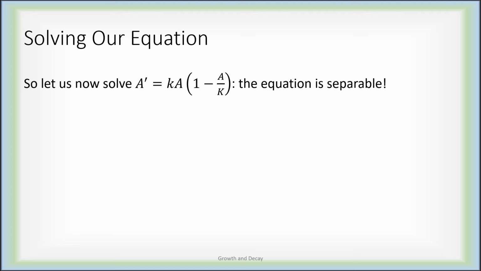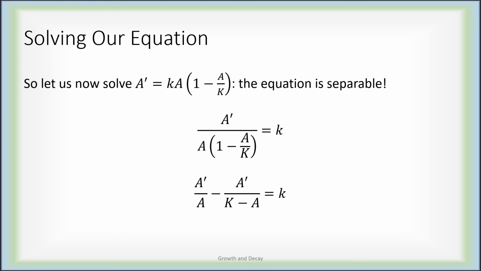So here is our equation that we want to solve to model this situation. This equation is actually separable. A prime over A times 1 minus A over capital K is the constant k. So it is separable. Integrate both sides. Well, partial fraction decomposition and some algebra simplifies the left-hand side as presented: A prime over A minus A prime over K minus A equals the constant little k.